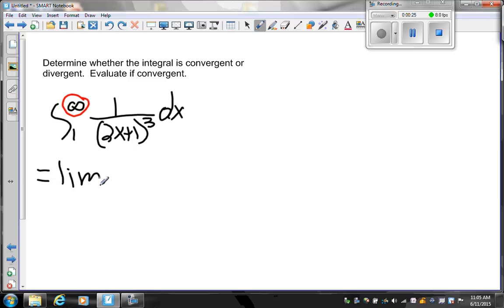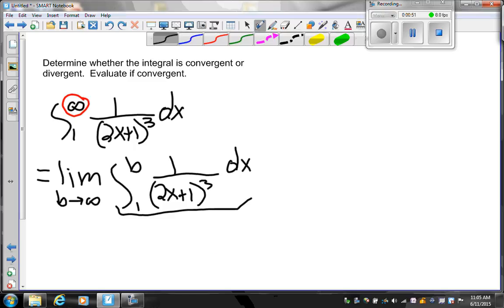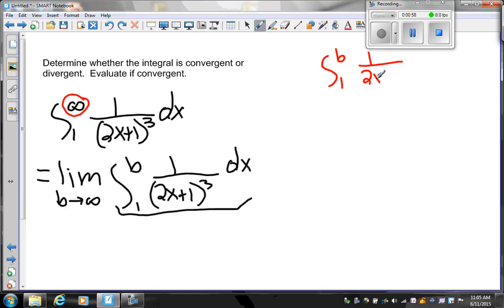The limit as b goes to infinity, the integral from 1 to b, 1 over (2x plus 1) cubed dx. This integral now is an integral that the fundamental theorem of calculus would apply to. So let's go over here on the side and evaluate it. The integral from 1 to b, 1 over (2x plus 1) cubed dx.